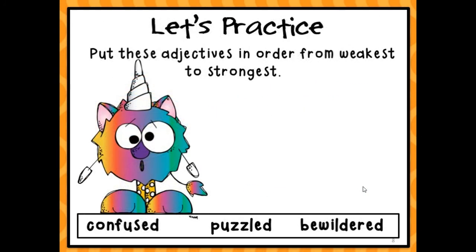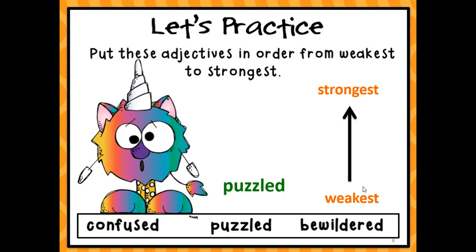All right, let's try another one. So we have these three adjectives. We're going to put them in order from weakest to strongest again. We have confused, puzzled, and bewildered. All of these mean the same thing. But which one of them is our weakest? They all mean confused one way or another. But which one is the weakest version of confused? Meaning maybe not so much, but just a little bit.